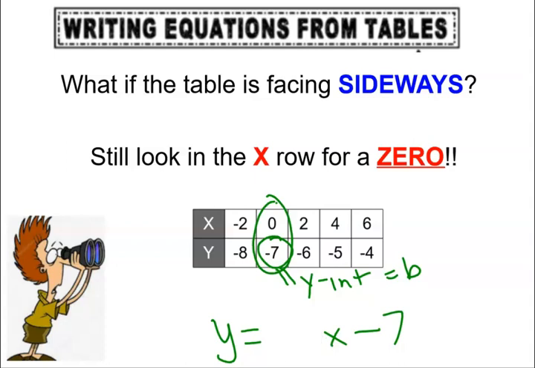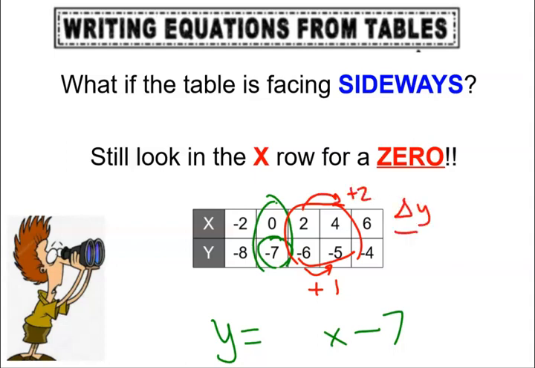I can use any 2 points I want, so maybe I'll use these two. So the change in y down here is going up 1, and this change in x is going up 2. So the change in y over the change in x would be 1 over 2. And that means my equation would be y equals 1/2 x minus 7.